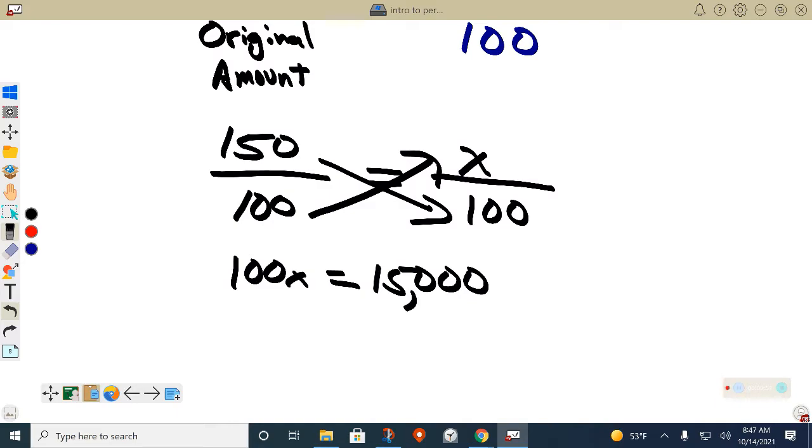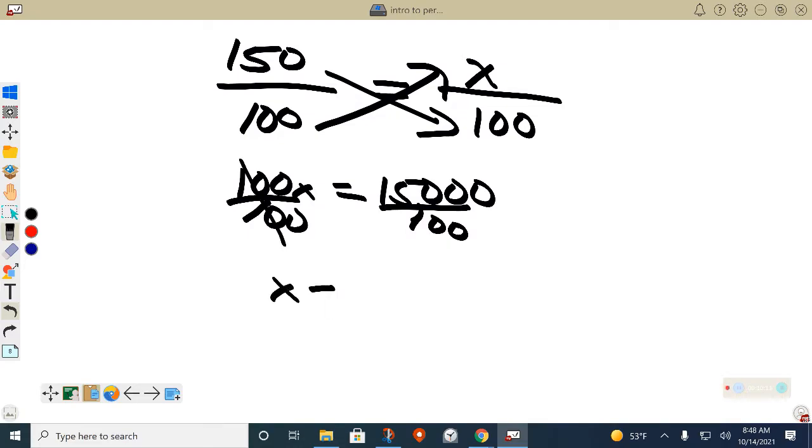Cross-multiplying gives $15,000. Divide by 100 to get x by itself. Rocking and rolling. x equals 150%. So the price of Air Jordans increased by 150%. That means it more than doubled. If it's a 100% increase, that means something doubled in price. This more than doubled the price of Jordans.